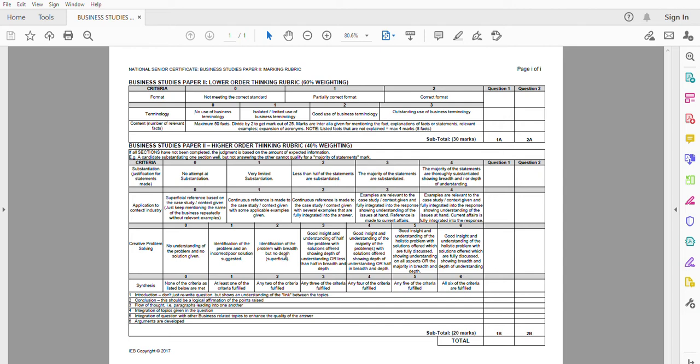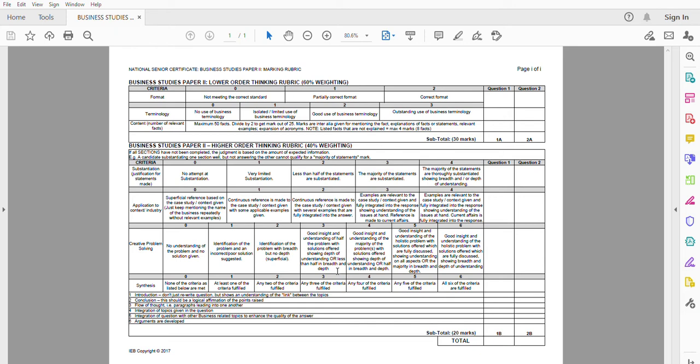Then 2: the identification of the problem with breadth but no depth. Okay, so there's an identification of the problem with breadth. So you're like, yeah, there's a problem here with teamwork, for instance, but you haven't really gone into depth when it comes to why it's a problem, how it can be solved. What are some of the tangible, practical things that can be implemented in order to solve that problem around teamwork?